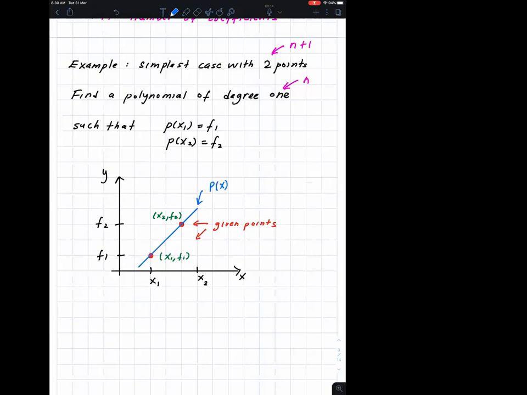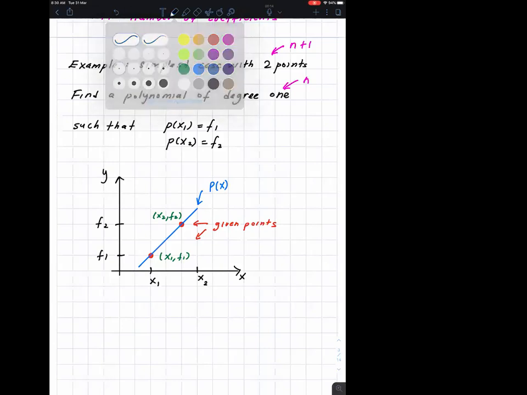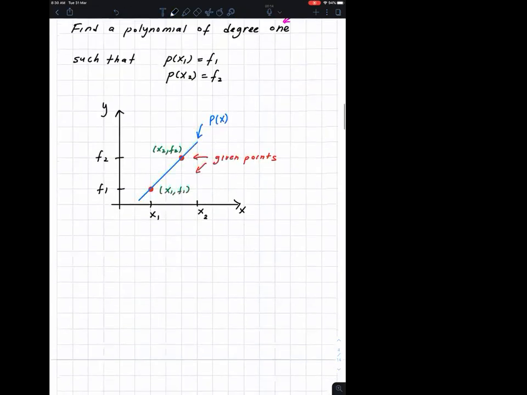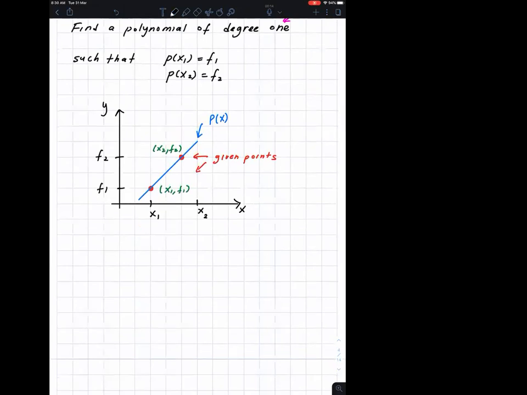So P(x) is the polynomial. We're going to find out the equation for P(x). Since this is a straight line, you know how to find the equation of a straight line. One of the things that you need is the slope of the line. Let's call this m. The slope of the line is rise divided by run.